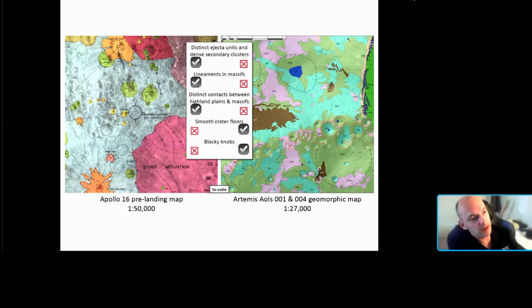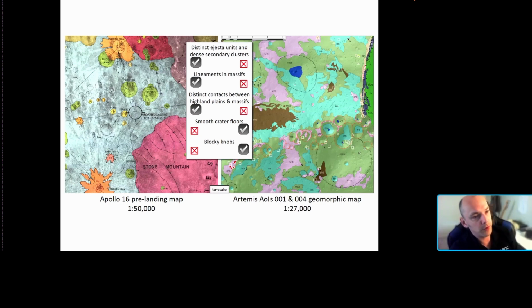The plains and the massifs, there's no plains unit to begin with. It's all hummocky surface. The connecting ridge shows no distinct contact to the surroundings. Everything is covered by regolith that transitions from one texture into another. Nevertheless, we do see some smooth crater floors. That is the blue unit on the right-hand map.